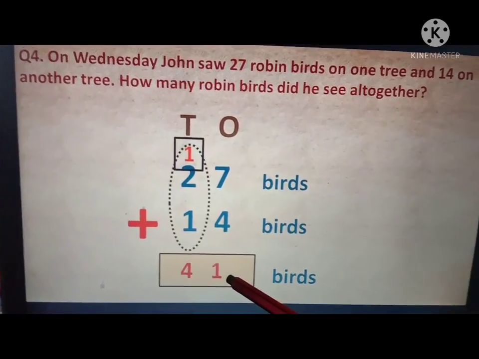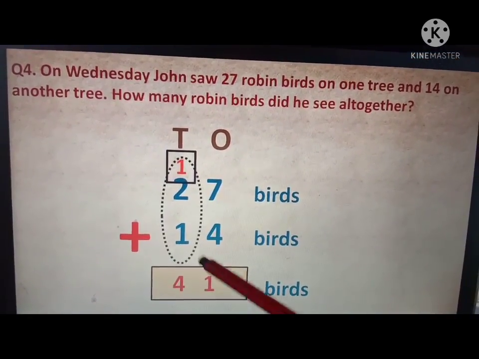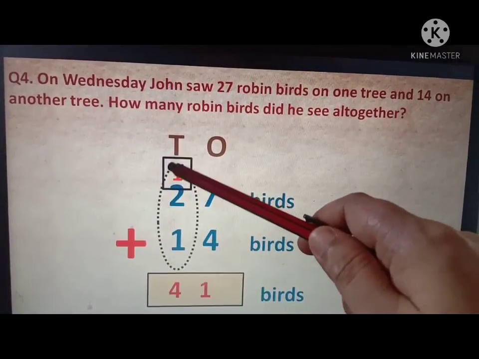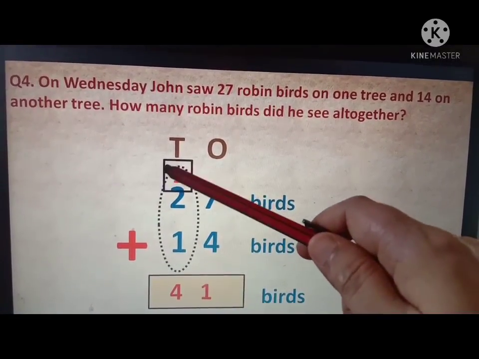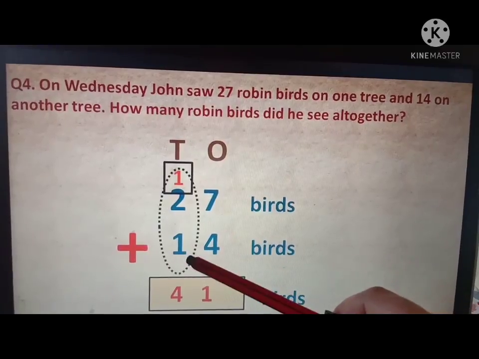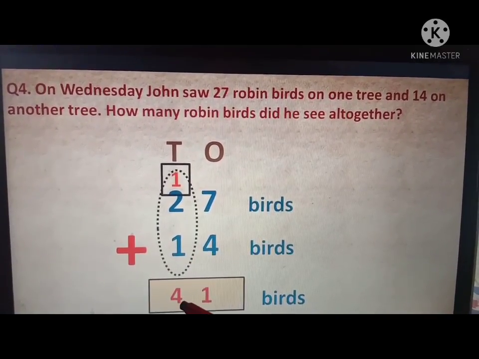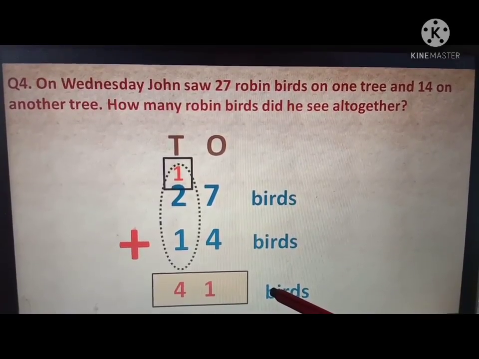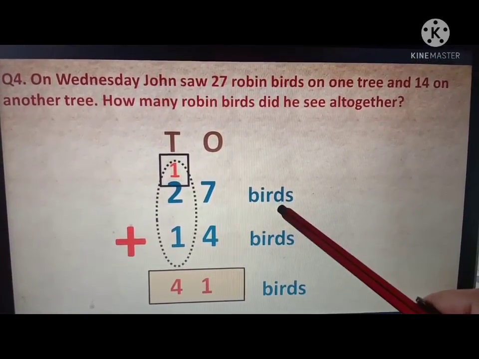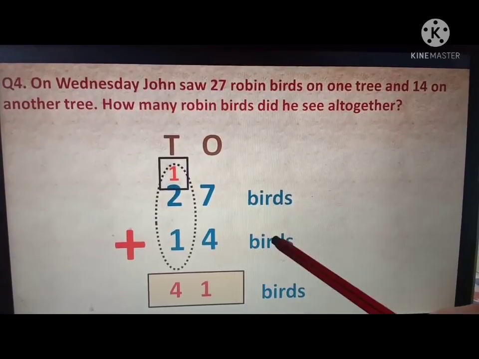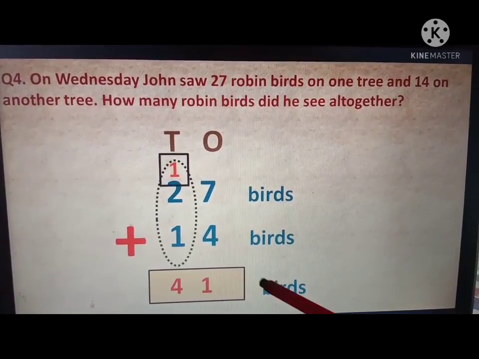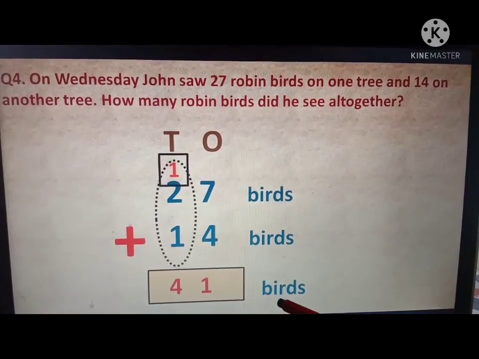And now what is the next step? The next step is, we have to add all the digits that are given at tens place. So 1 plus 2 plus 1. So we will get 4. So here 41 birds. So children, write down 27 birds, 14 birds, and the total birds, how many altogether? 41 birds.